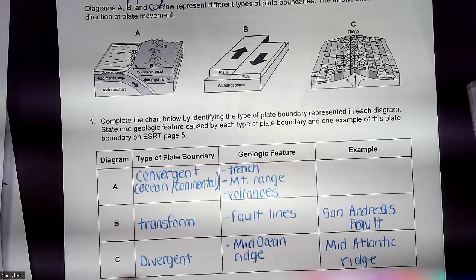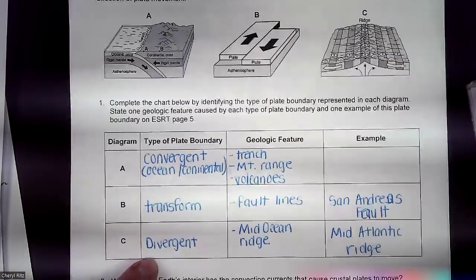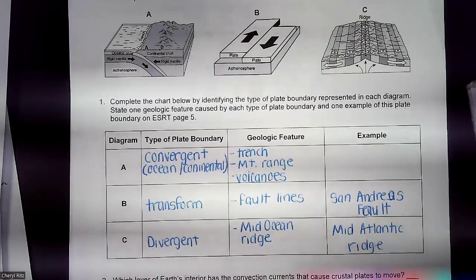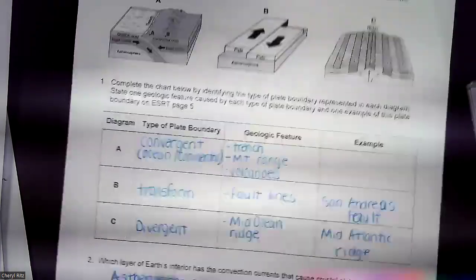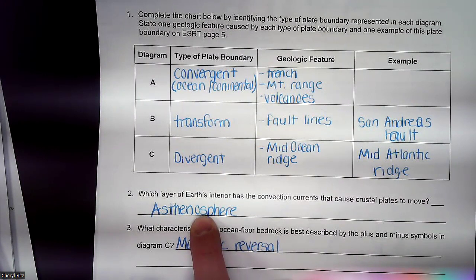All right, we're on to this guy right here where the plates are spreading apart. That's divergent. That makes a mid-ocean ridge. I picked the mid-Atlantic ridge, but there's lots of other ridges. So as long as you talked about a place on the reference table where they were spreading apart. 2 and 3 here were a little bit trickier, a little bit more remembering. It says, what layer of the earth has convection currents that cause the plates to move? Remember, the lithosphere is floating on the asthenosphere.